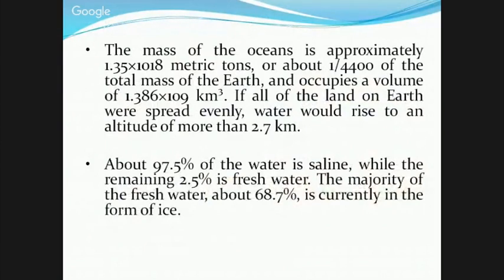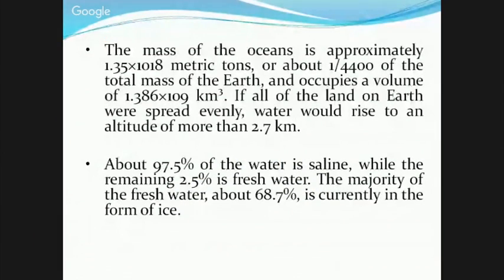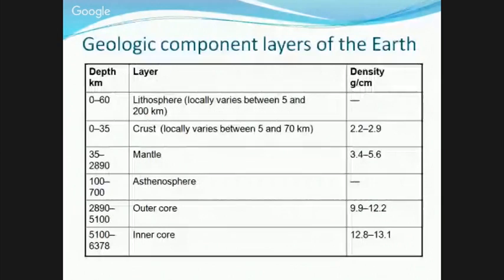So we were discussing that about 71% of the water surrounds our planet Earth. Of the total availability of water, 97.5% is the saline water, and the remaining 2.5% is the fresh water, and out of this fresh water also about 68.7% is in the form of ice. So you can see how much water availability there is.